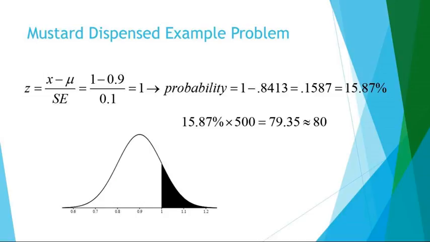So if we want to see, it's going to be 15.87% and 500 uses, we can just multiply that 15.87% times 500, and we get approximately about 80. So about 80 uses, after 500 uses, about 80 times you're going to get dispensed 1 ounce or more.